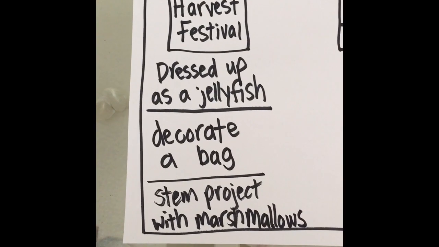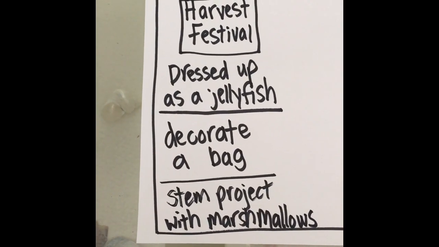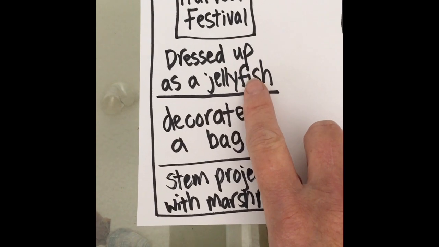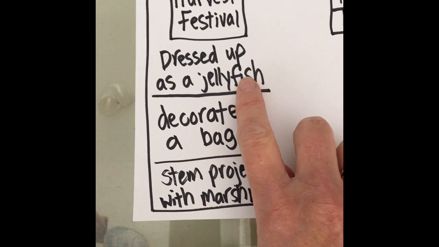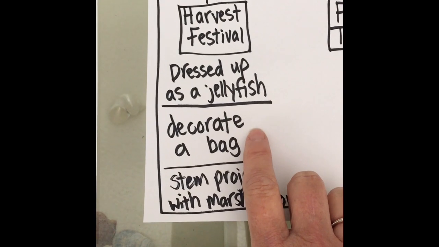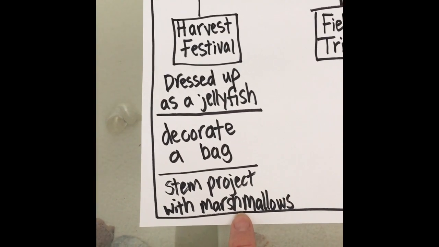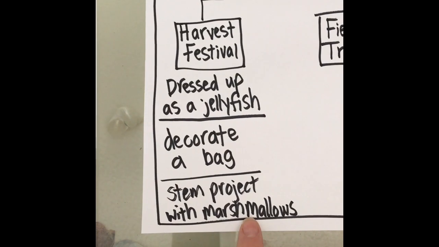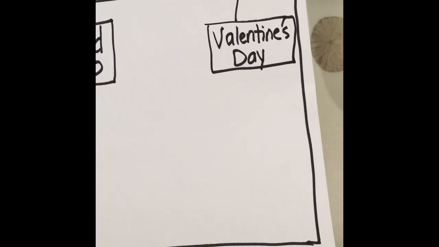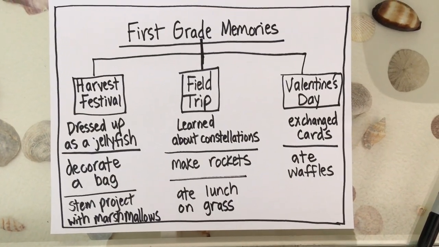Next, you want to write some ideas, not sentences, just a general idea of what you enjoyed about that event. So under my Harvest Festival, I put that I dressed up as a jellyfish. You could also write, you got to do a parade. You got to make a bag. Or whatever you did in your class, because I realize each class did something different. Maybe you did a STEM project for the Harvest Festival, and our class did a STEM project with marshmallows. So you're going to do that for each of your ideas on the tree map. Okay, your turn.